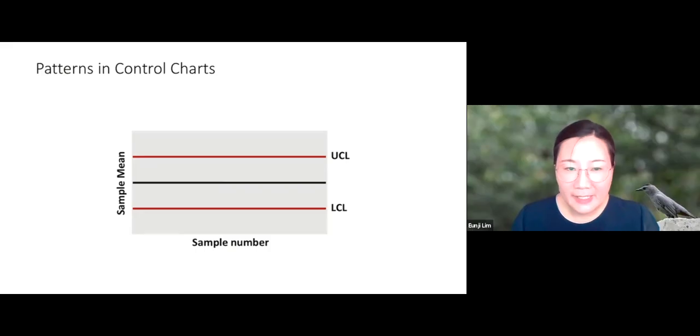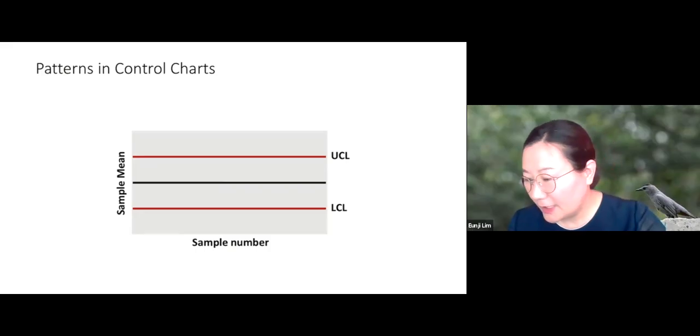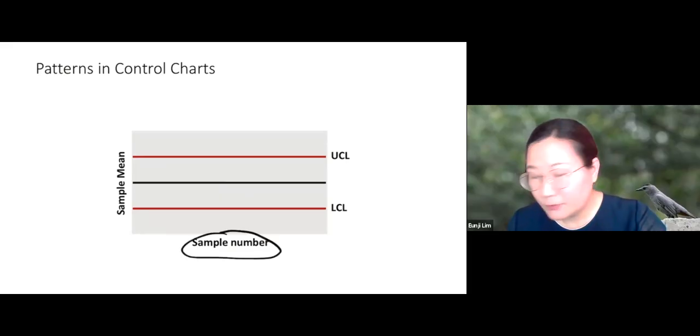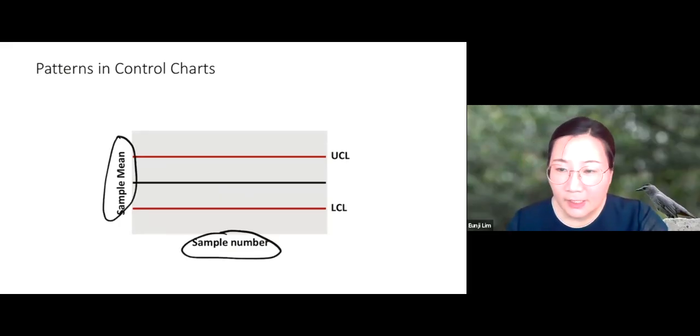Let's look at some patterns. This is an X-bar chart. On the X-axis, you have the sample number. On the Y-axis, you have the sample mean. And we plot the sample mean for each sample.